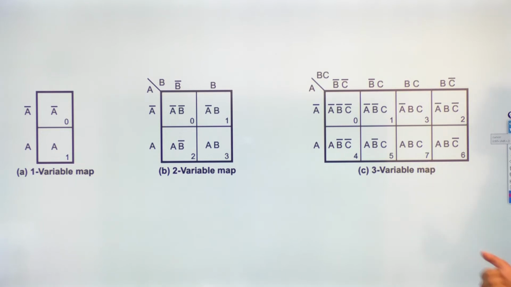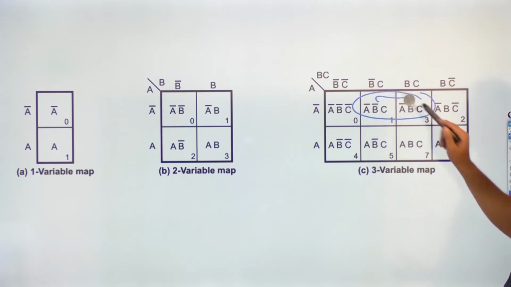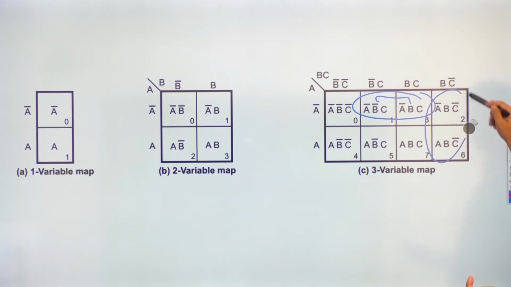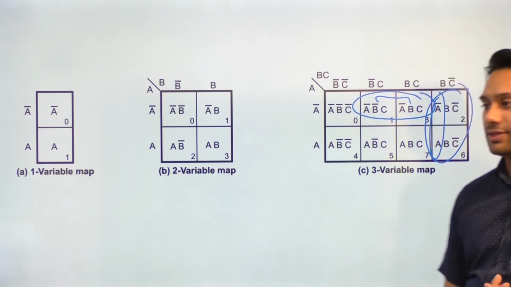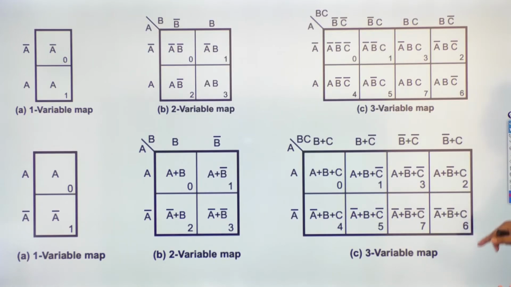Even in a 3 variable K-map, you will have a change of only 1 bit. Take any 2 random adjacent cells. Even if I take this cell, only 1 bit is changed. So here only B is changed, A is the same and C is also the same. Even if you take this one, only 1 bit is changing, that is A, otherwise B and C are both the same. Okay, so in this way you can represent K-maps. I hope it is clear.